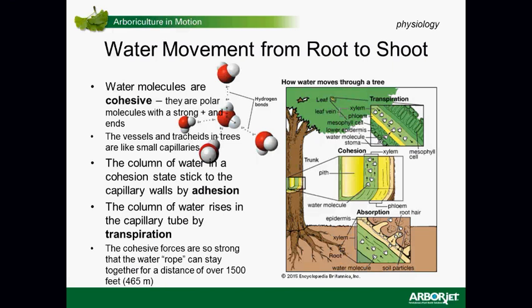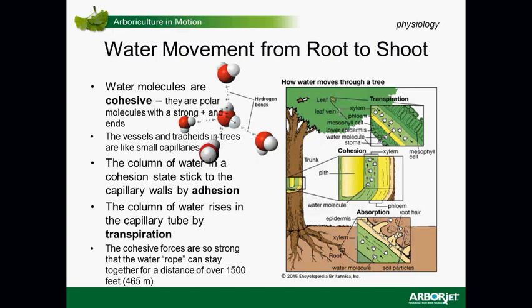Cohesion, adhesion, and transpiration. Cohesion has to do with how the water molecule is put together. Because there's a strong positive and negative end of water, the plus end, which is the hydrogen end, is attracted to the oxygen. And so they kind of cohere together. They kind of stick together. And that's very important for this column of water to rise.